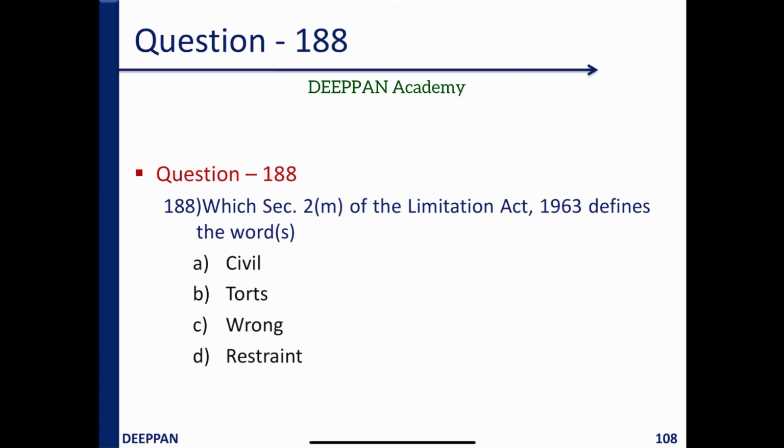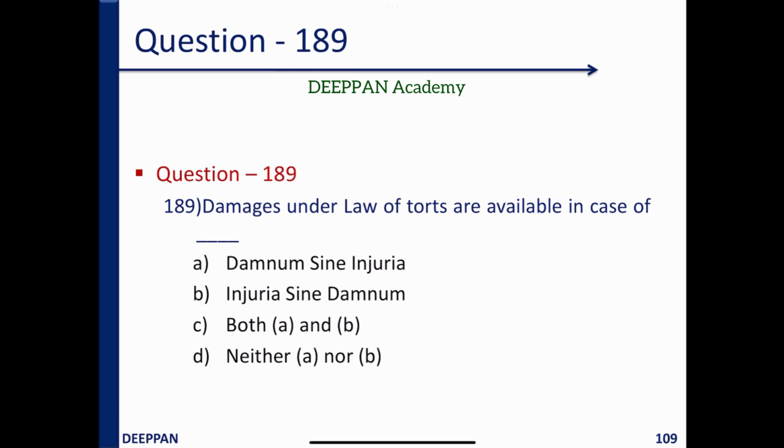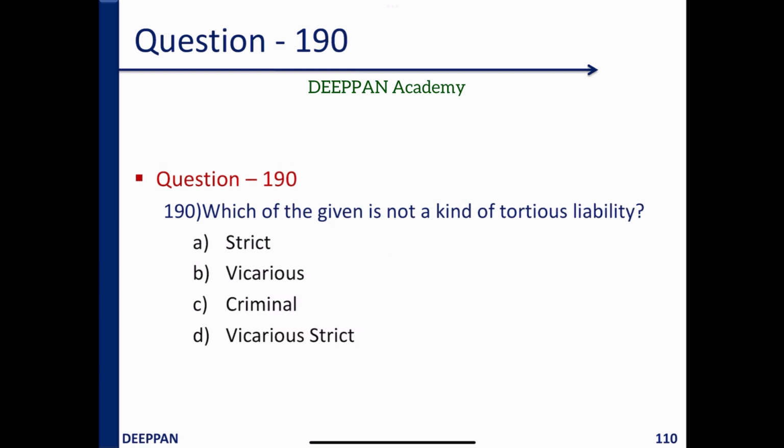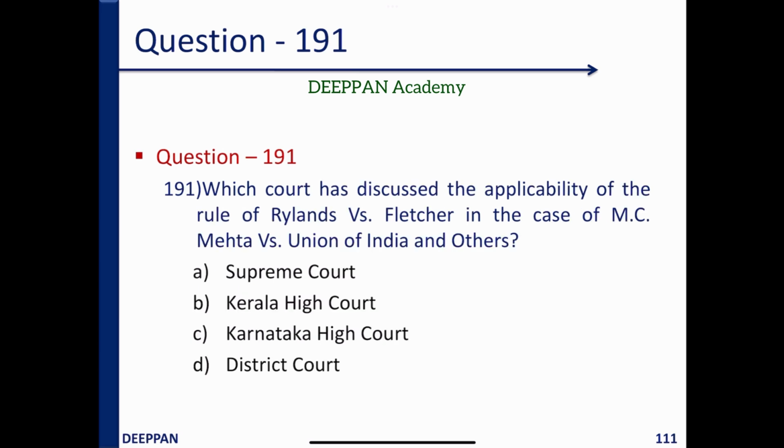Which section 2(m) of the Limitation Act 1963 defines the word torts? Damages under the law of tort are available in case of injuria sine damno. Which of the given is not a kind of tortious liability? Criminal. Which court has discussed the applicability of the rule of Rylands vs. Fletcher in the case of MC Mehta vs. Union of India and others?